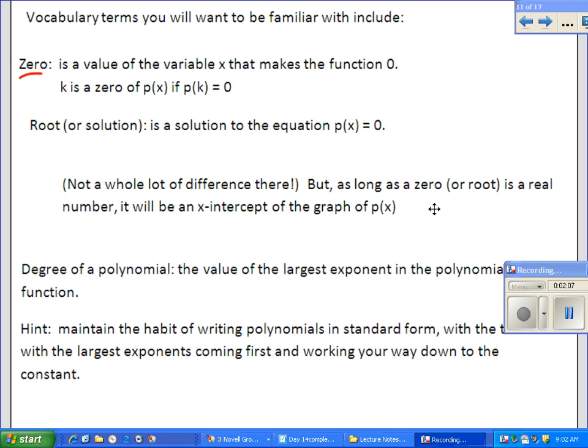Technically, as long as a 0 is a real number, it's also an x-intercept. But you can have zeros that are non-real numbers. Those won't be x-intercepts because they're not real numbers. They don't show up on graphs. They don't show up on real number lines.